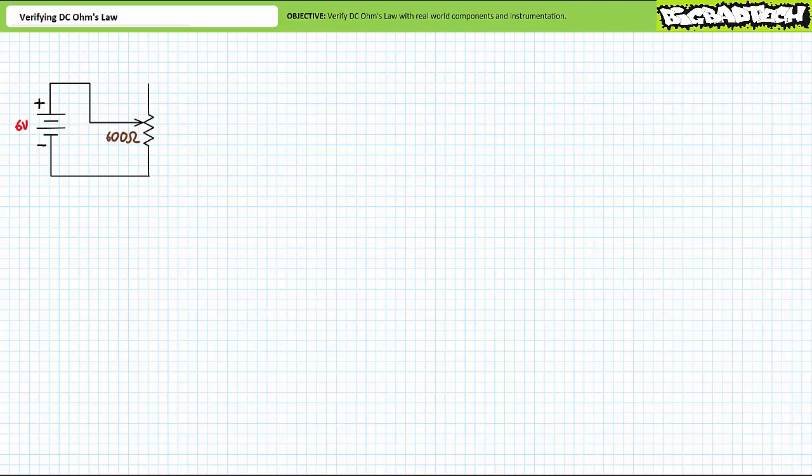Today's activity is a quick demonstration of DC Ohm's law using real-world equipment. Our objective is to demonstrate and verify DC Ohm's law, the fundamental cause, effect, and opposition relationship between voltage, current, and resistance using real-world components and instrumentation. We'll see how well our theoretical calculations match our actual observations. Additionally, we'll take a close look at a couple simple troubleshooting scenarios.